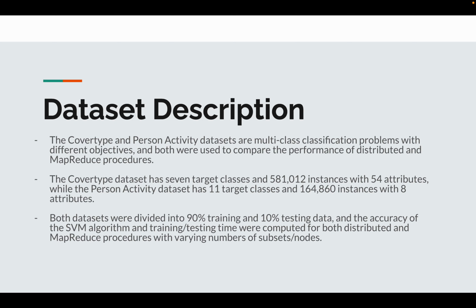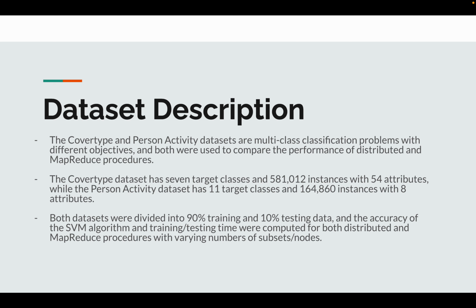We have taken two publicly available datasets from the UCI machine learning repository, one being the cover type dataset and the other being the person activity dataset. Both these datasets are multi-class classification problems. We can predict the forest cover type by only using cartographic variables in the cover type dataset, whereas we can identify one of the four tags using the person activity dataset.